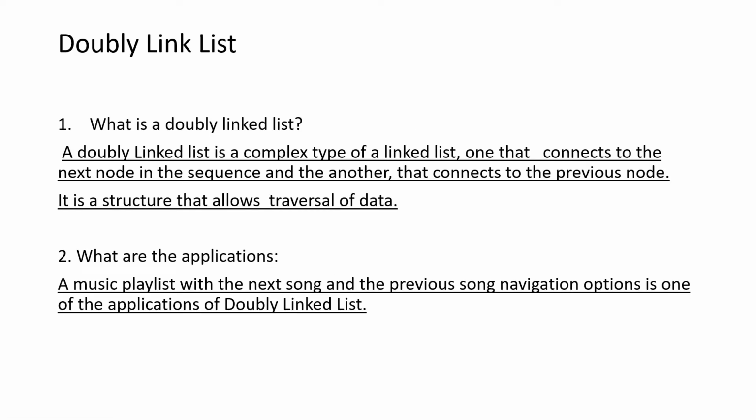So what is a doubly linked list? A doubly linked list is a complex type of linked list, one that connects to the next node in the sequence and another that connects to the previous node. It is a structure that allows traversal of data.